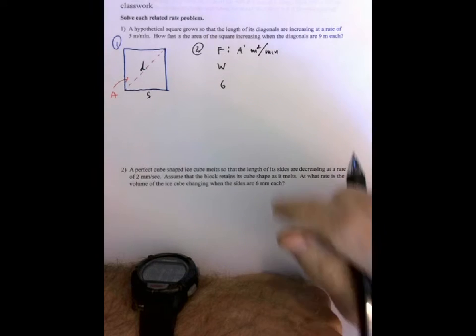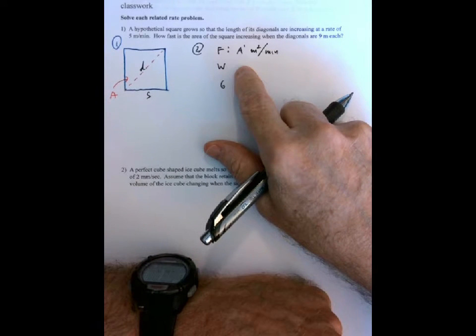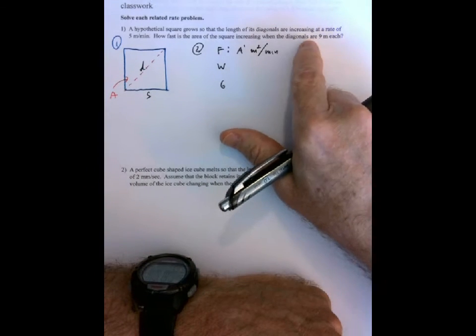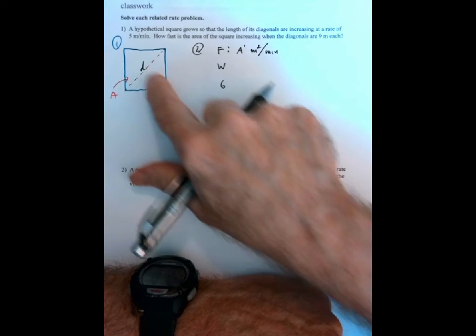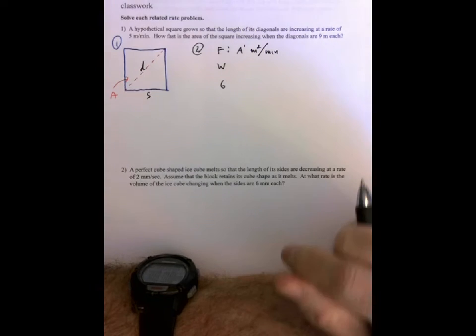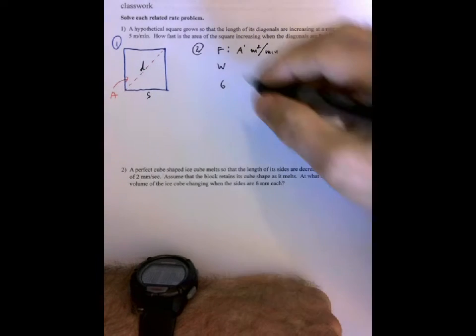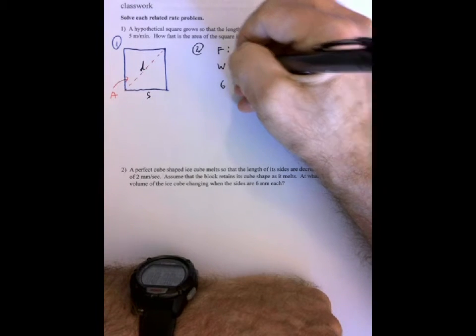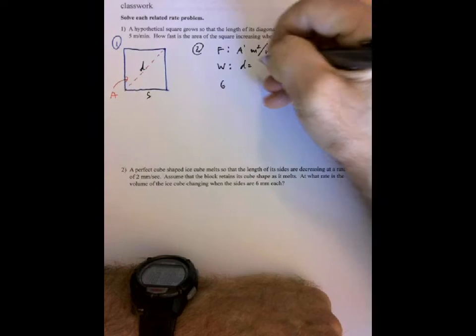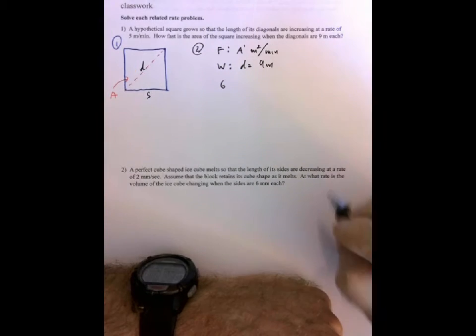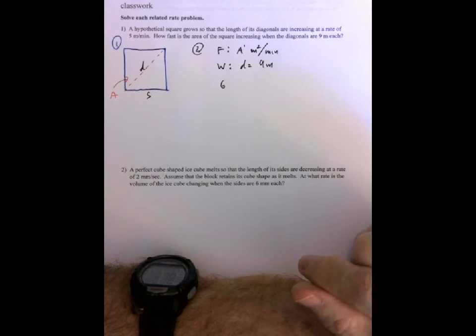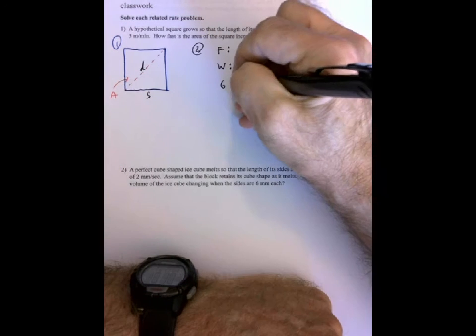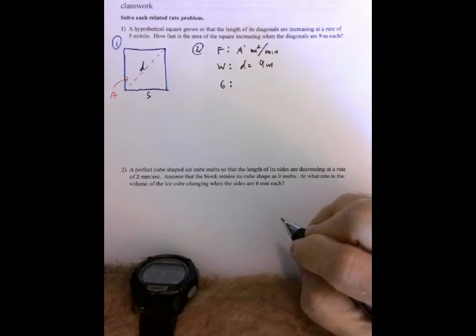Okay, well, when do we want to know it? It says when the diagonals, this diagonal or that diagonal the other way, they're going to be equal, so we only need to draw one in. When the diagonal is equal to 9 meters. It says 9 meters each because the two diagonals are equal in length, but we only need to draw in one. So given, what are we given?